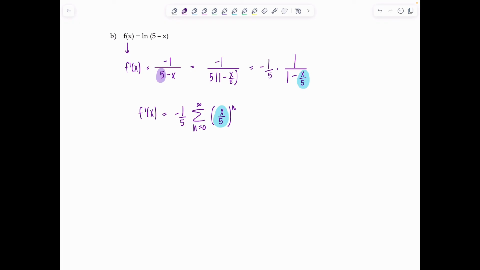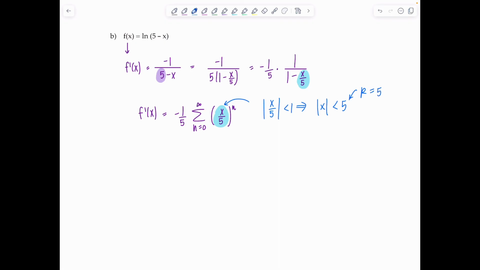Let's get the radius of convergence now, okay? Before things get spicy. So the something, the absolute value of it must be less than 1, which means absolute value of x has to be less than 5. So that's my radius of convergence. Done. 5.